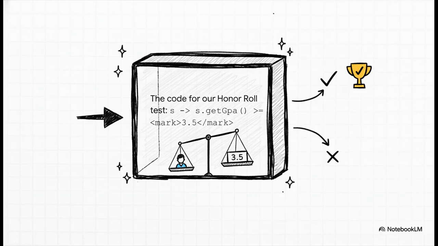It's a lambda expression, and it's so clean. It just says, hey, I'm a function that takes a student, we'll call it s, and all I do is return the result of the test, s.getGPA greater than or equal to 3.5. All that logic packed into one beautiful, readable line.